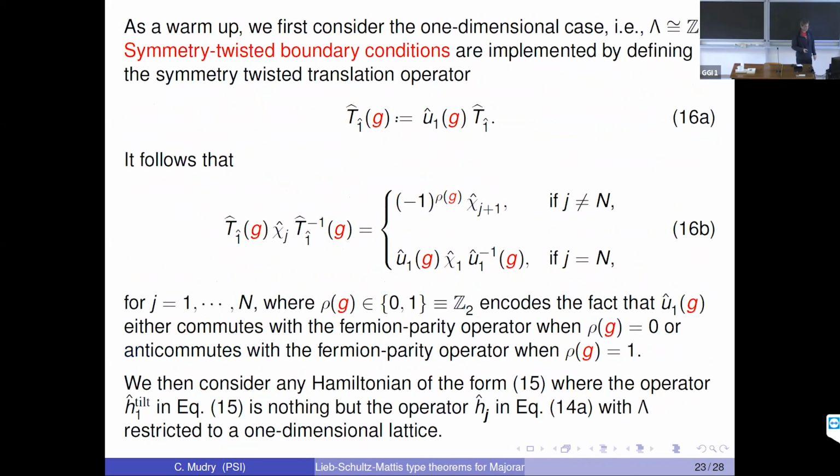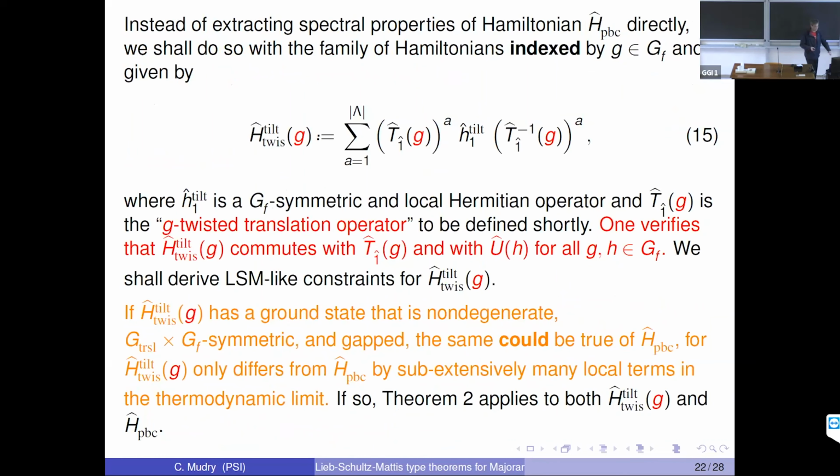So this is what this tilted twisted Hamiltonian is, and by construction, this has a translation symmetry, the tilted translation symmetry group, but it also commutes with all global representations of the fermionic symmetry group. So all U of G commute with H tilted. This is not obvious, you have to calculate, but if you calculate, you'll see that U of G commutes with H tilted and T1G, which is obvious by construction.